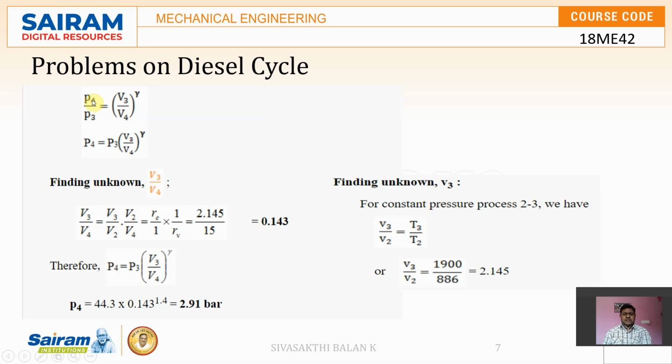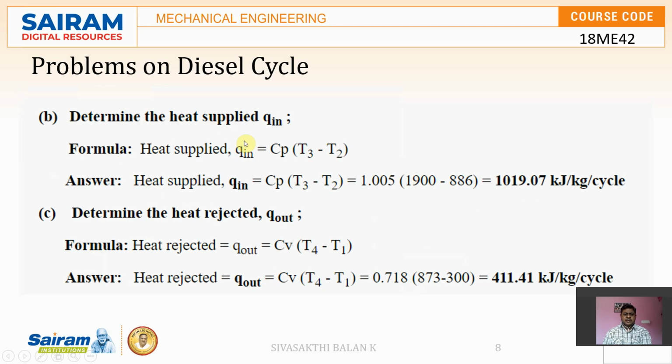Also we know that the relation PV power gamma is constant. By applying this relation between the process 3 and 4, we come to know that P4 by P3 is equal to V3 by V4 to the power gamma. So, from this the only unknown is P4. Substitute all these values, we will get P4 as 2.91 bar.